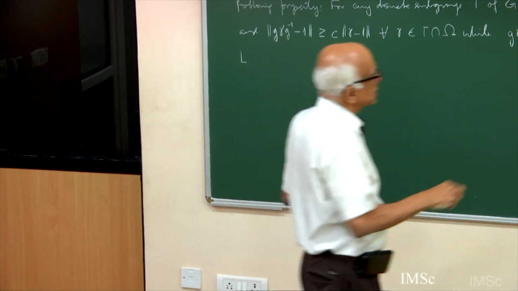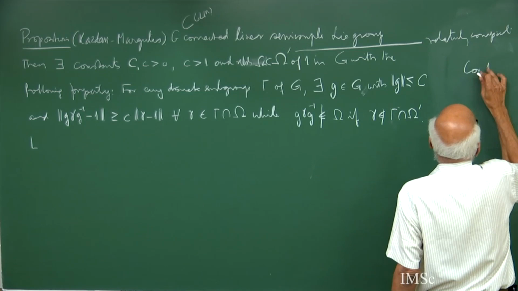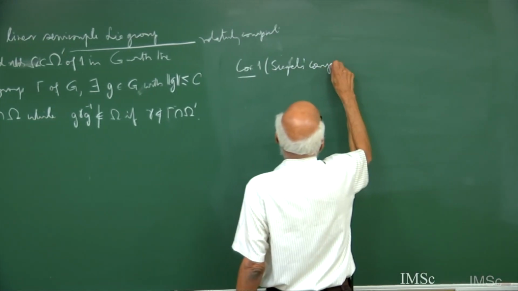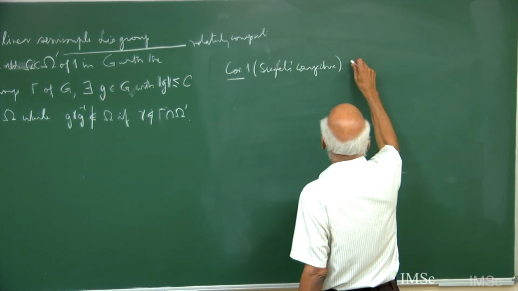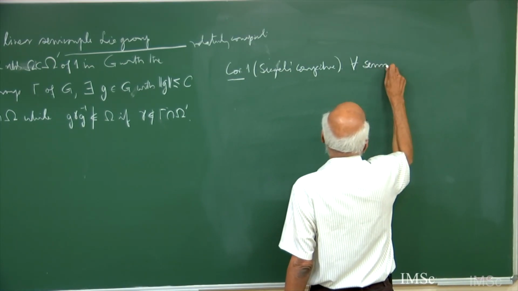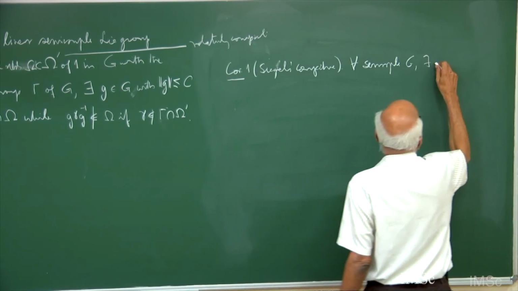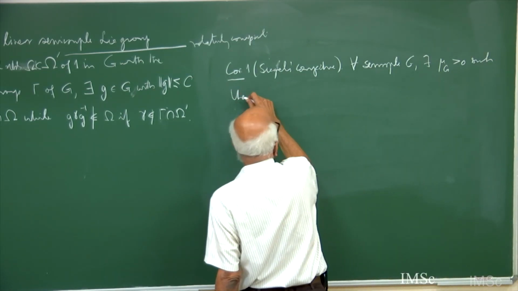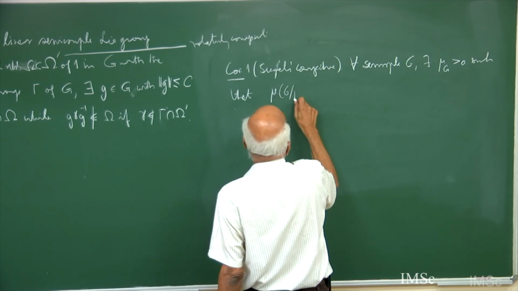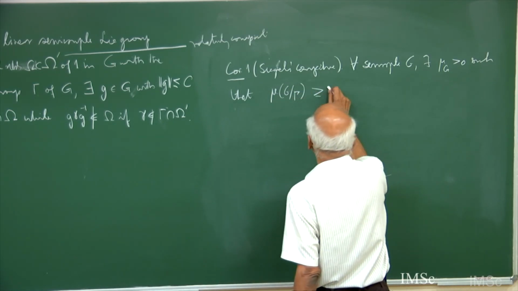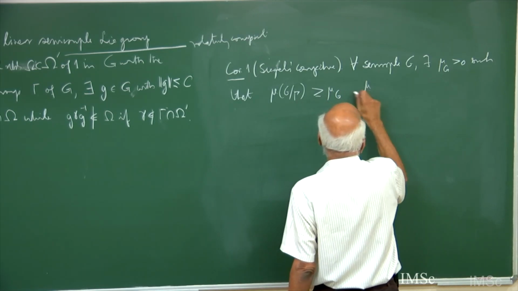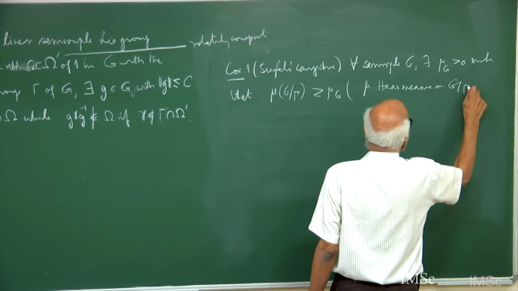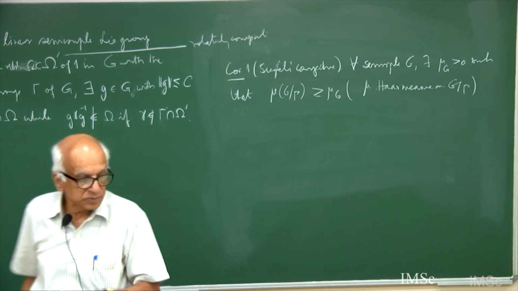So, the corollaries I drew last time. Corollary 1, the conjecture of Siegel, says that for any semisimple G, there exists a number mu G such that the Haar measure is greater than or equal to mu G. There is a lower bound on the measure. That is the first corollary.